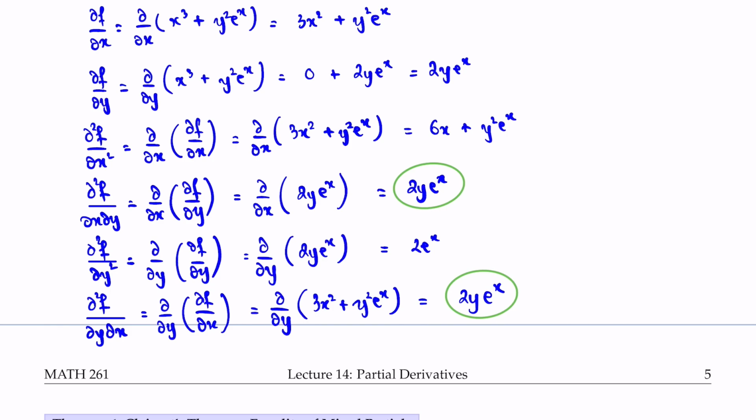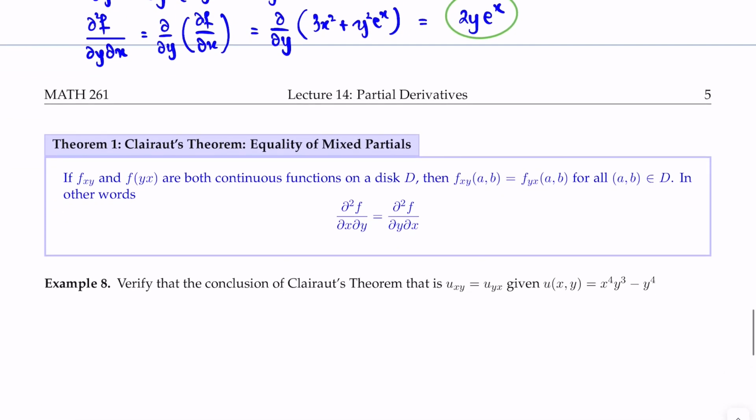Okay, now this leads us to the theorem, which is the Clairaut theorem, that indicates the equality of the mixed partial derivatives. So if you have the mixed partial derivatives f subscript xy and f subscript yx, and both are continuous functions on the disk D, which is in the respective domain of the functions, then f xy evaluated at the point a, b, and f yx evaluated at a, b are equal for all points a, b in D. In other words, the mixed partial derivatives are equal to one another if the mixed partial derivatives are continuous functions on the respective domain.